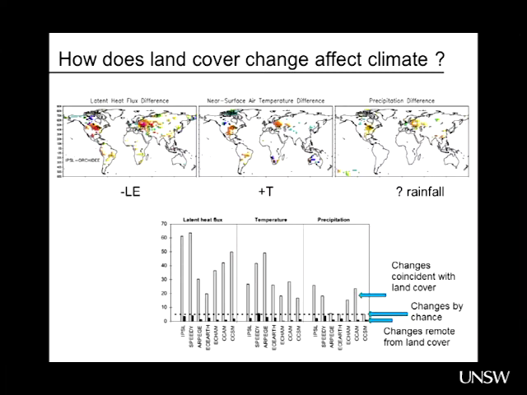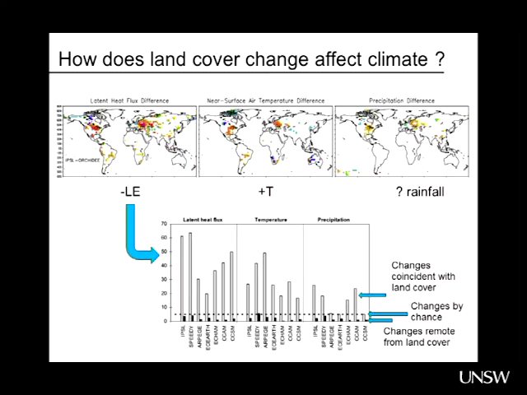What this paper basically argued was, if you change land cover, you get a strong and unambiguous reduction in the latent heat flux. These bars are way above what would happen by chance, and it doesn't matter which climate model you use. These are different climate models.